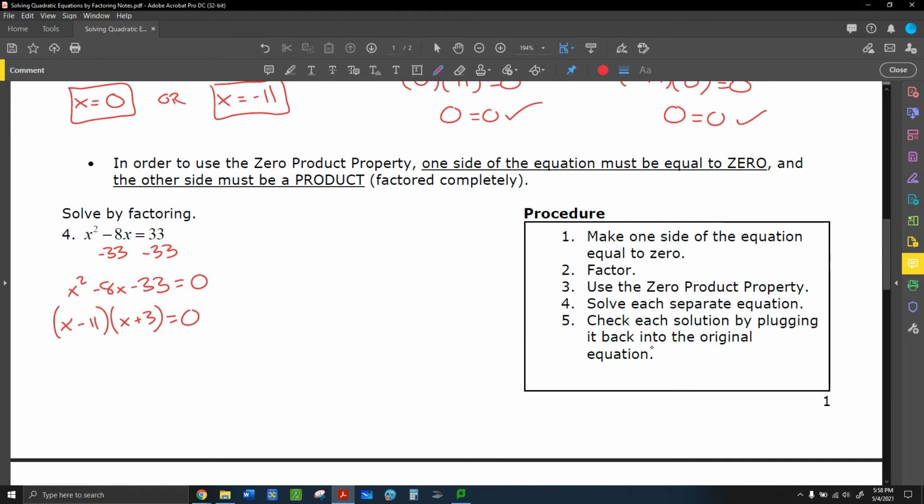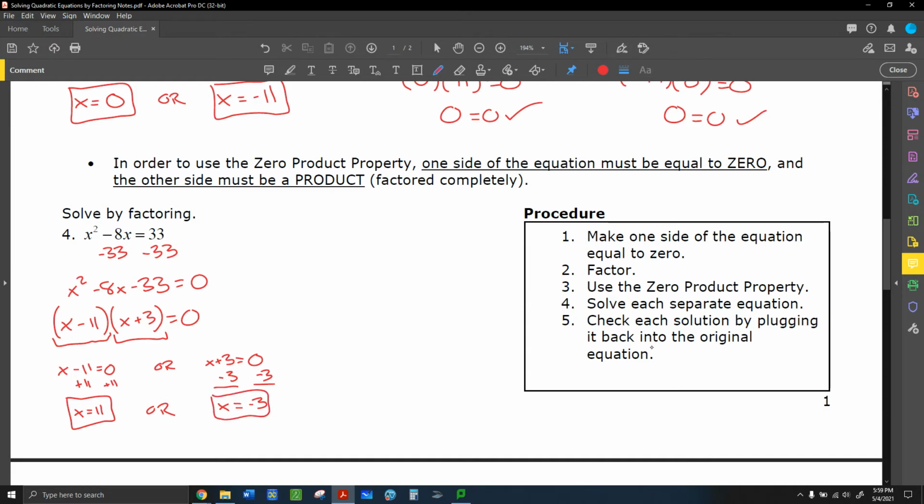Step 3, use the zero product property. So we're going to set up two different equations with each of these factors. We have x minus 11 equals 0, or x plus 3 equals 0. Step 4, solve each separate equation. For x minus 11, we add 11 to both sides. We get x equals 11. For our other solution, subtract 3 from both sides, and we get x is equal to negative 3.